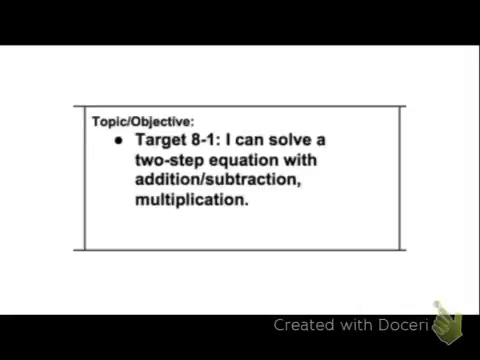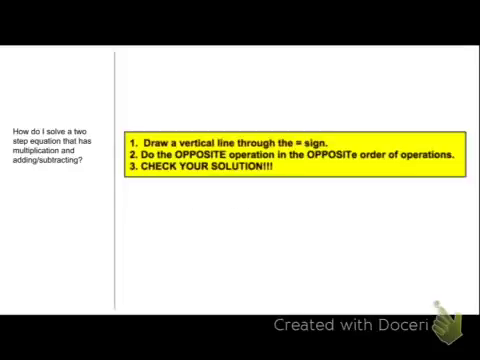This video is for Math 7, Learning Target 8-1. I can solve a two-step equation that has addition or subtraction and has multiplication. Now this is a learning target we've already practiced a little bit in the last unit, but we didn't assess it or test on it or quiz on it. So now we're going to actually get more into it, and we're going to take quizzes on it and take a test on it. So how do I solve a two-step equation that has multiplication and has adding or subtracting?